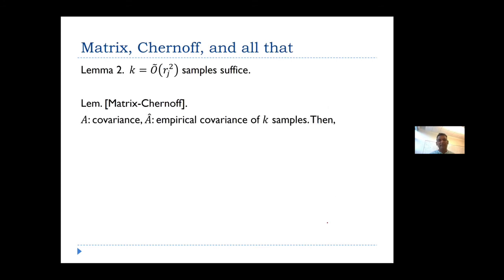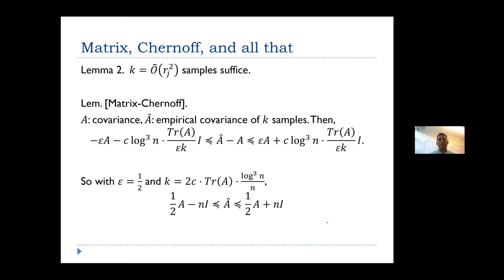And the last lemma is that if you use k samples, this is a very general matrix Chernoff bound, to estimate the covariance, if I only use k samples, then the estimate I'm going to get will be off from the right answer by epsilon A plus a polylog factor times the trace of A divided by epsilon K. So in particular, if I set K to be trace of A, basically polylog, then it's off by a fixed additive term. And therefore, if I use this K value, I can detect eigenvalues larger than, say, a constant times N. And that's going to be the target in the algorithm.